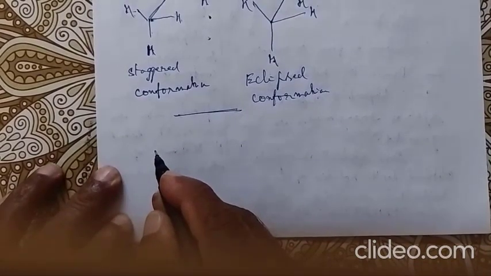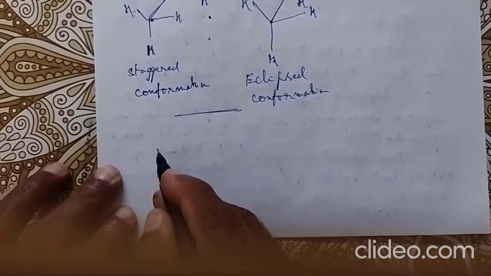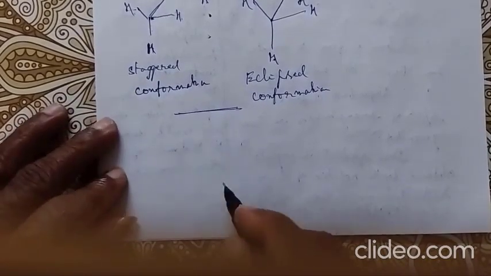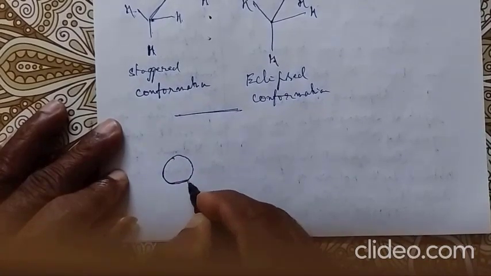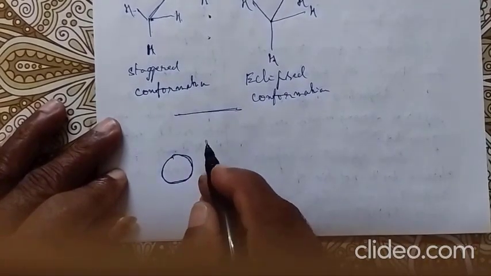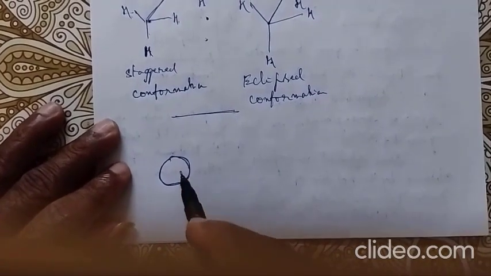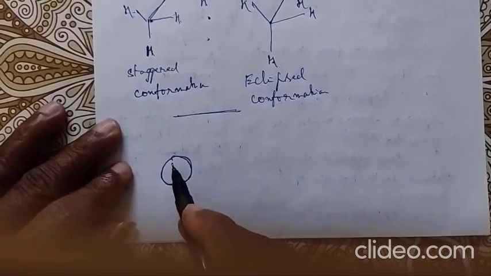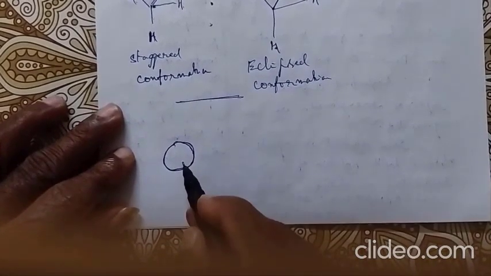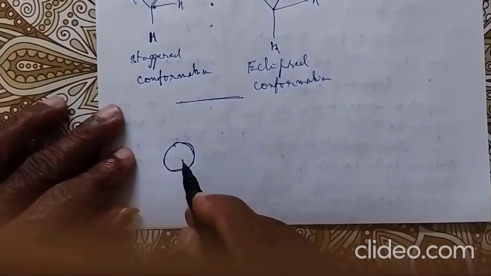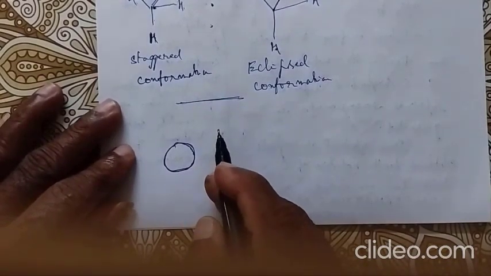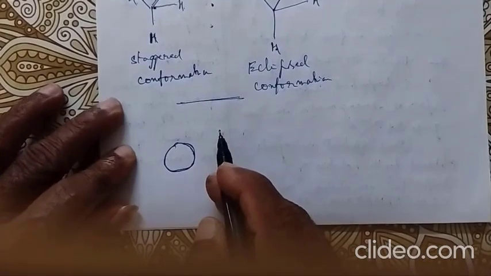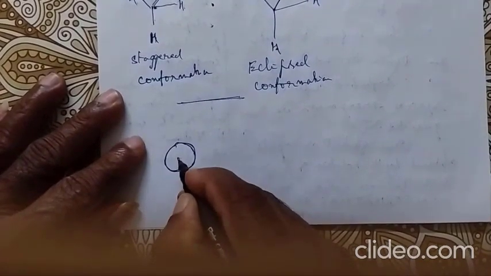And in Newman's projection, the two carbon atoms forming a sigma bond are represented by two circles, one behind the other. Because the two circles are one behind the other, we are able to see only the front carbon, that is, we can see only one circle. The hydrogen atoms attached to the front carbon are represented by C-H bonds. So this is the front carbon.